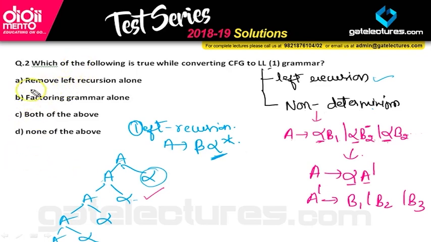So the problem here: removing the left recursion and factoring the grammar, both of these should be done. That's why the answer is C here. Both the problems must be solved here.